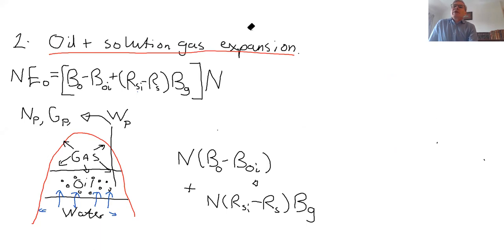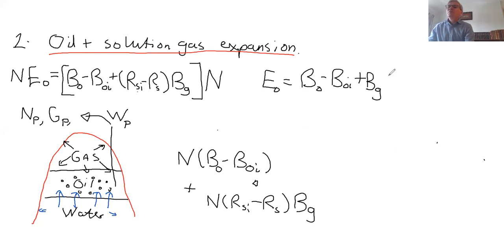Or EO, actually O for oil, EO, which is the expansion of oil, is BO minus BOI plus BG, I've just rearranged it for elegance, minus RS. Okay, so that is the first expression. And as I said, it's not intuitive. You can't look at this and see it's obviously right. You just need to go through the steps.